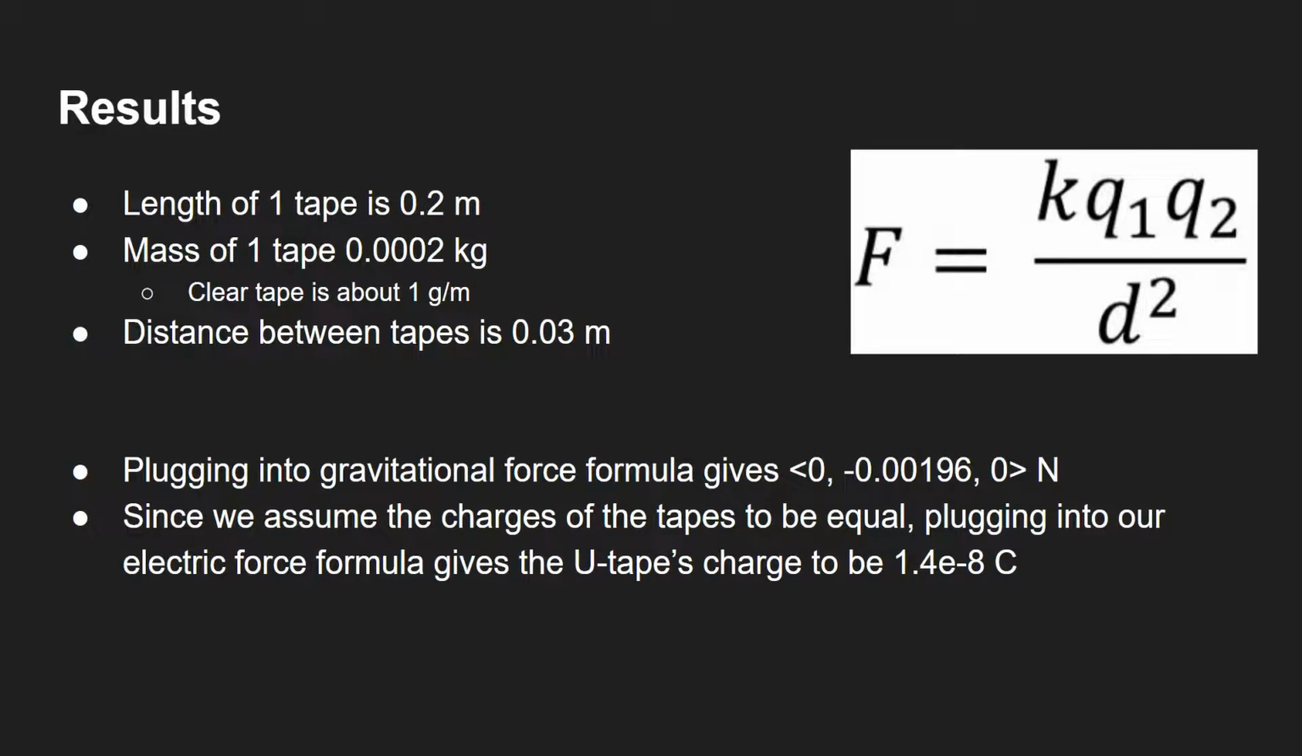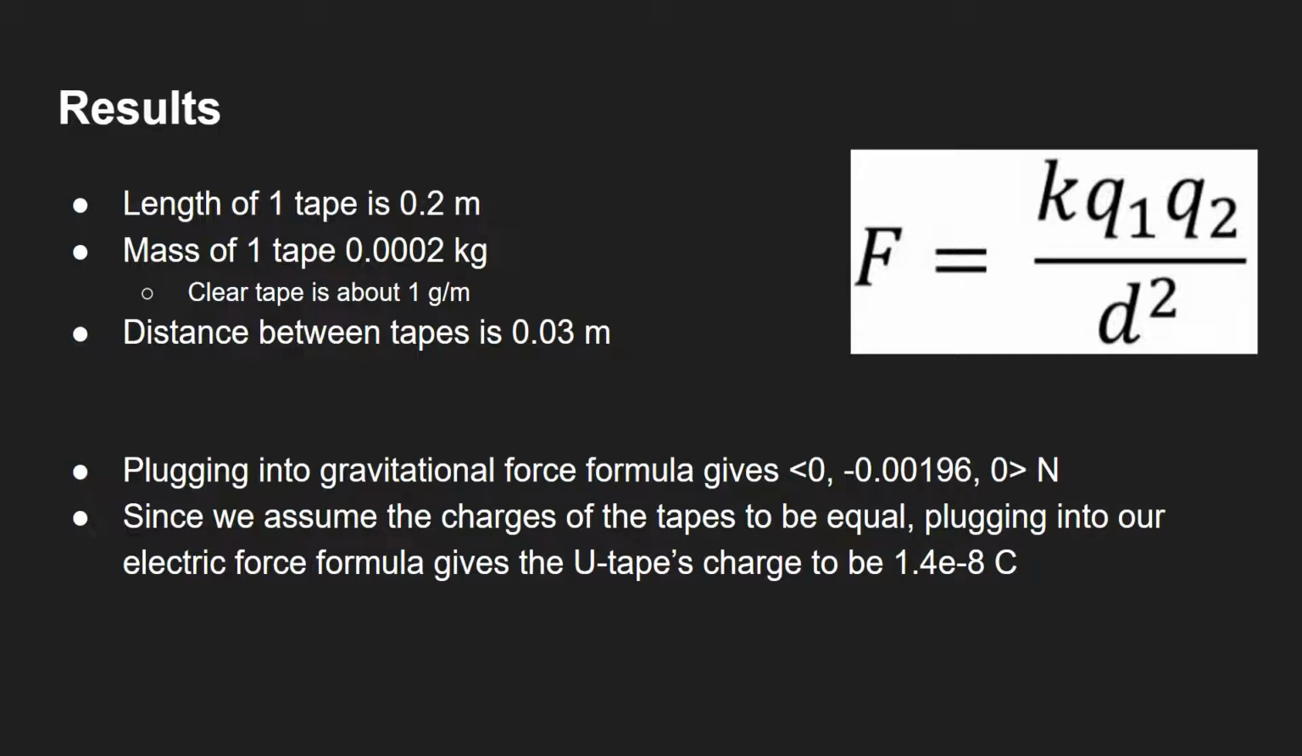Now, the length of one tape was about 0.2 meters, and its mass is about 0.0002 kilograms, given that clear tape is about 1 gram per meter. And then the distance between the tapes, like I said earlier, was 0.03 meters. Now, plugging these numbers into the gravitational force formula gives about negative 0.00196 newtons in the y direction for the gravitational force.